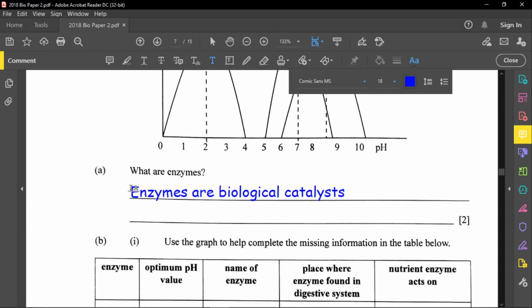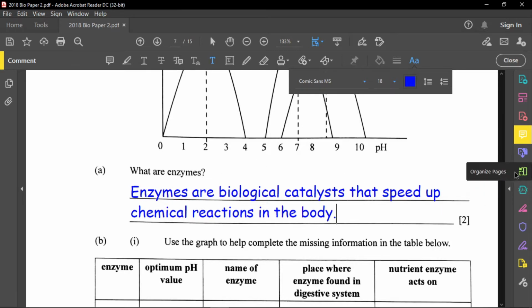All right, that speed up chemical reactions in the body without themselves being used up, right? But we can stop there, really. So they are biological catalysts that speed up chemical reactions in the body without themselves being used up.